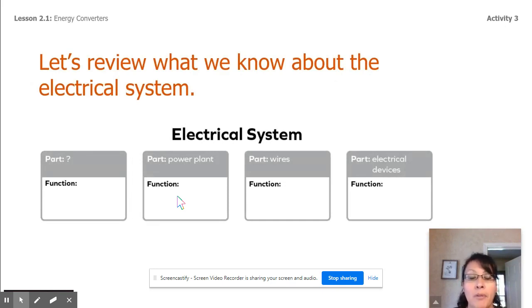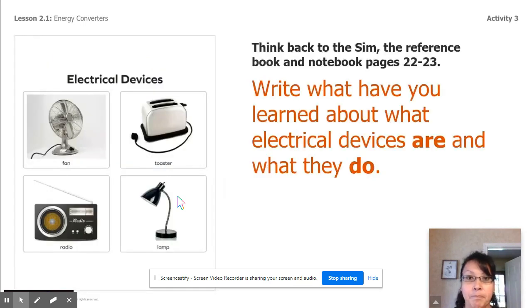Here's our diagram that we've had, and as we learn about the parts, we're going to go ahead and fill this chart out. So we know that each part has a function. Parts of the electrical system include a power plant, wires, and electrical devices.